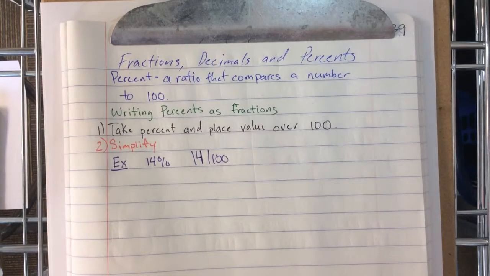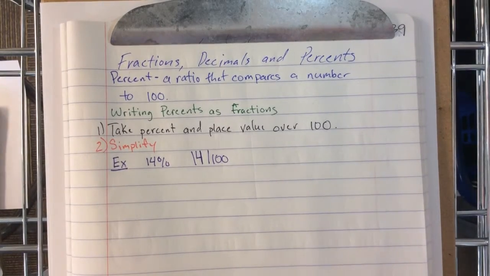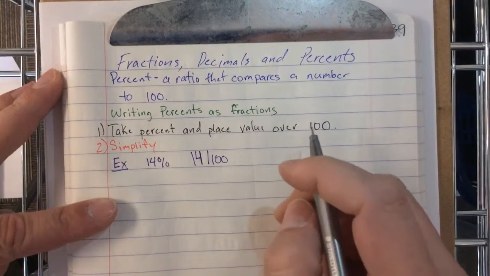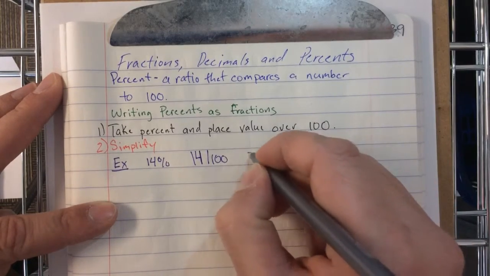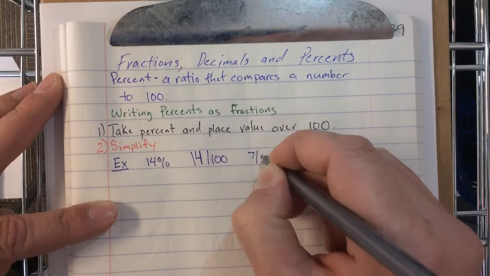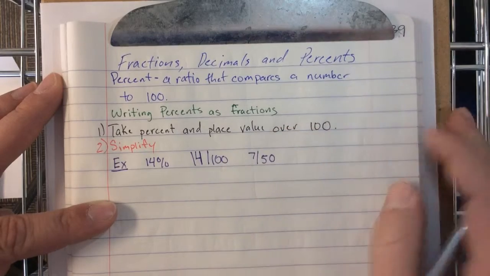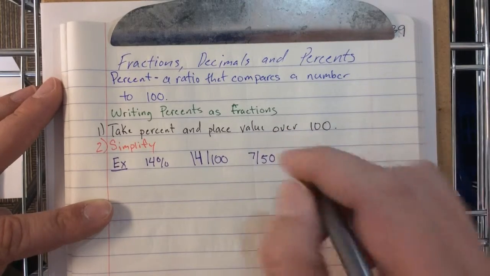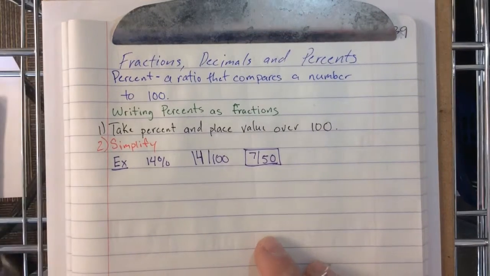So now we've done the first step. What's our second step? Can we simplify this? Go ahead. Safi says we can divide it by 2. So when we do that, what is that going to look like? 7 over 50. Can we simplify that anymore? So now we've taken 14% and written that as a fraction.